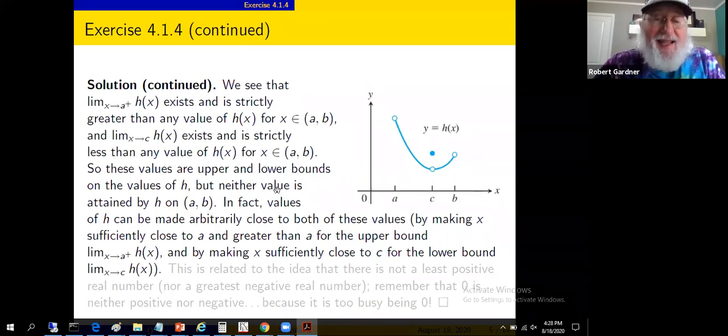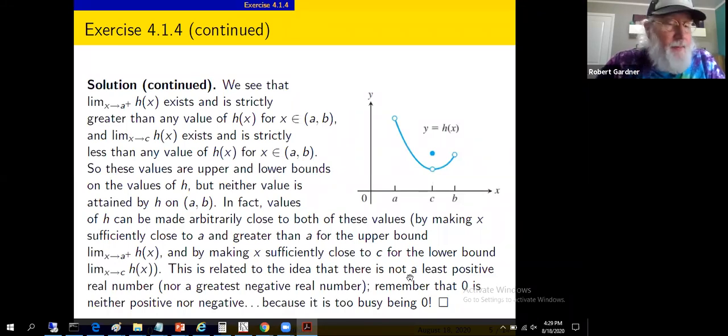Now, it doesn't attain either of these values. It gets arbitrarily close to both of these values. You can make the function values arbitrarily close to that limit value by making x sufficiently close to a and greater than a. It was a one-sided limit type deal. We can make the function arbitrarily close to that lower bound, whatever the y-coordinate of this point is, by making x sufficiently close to c. Back to my informal conversations about arbitrarily close and sufficiently close, which turned into epsilons and deltas.